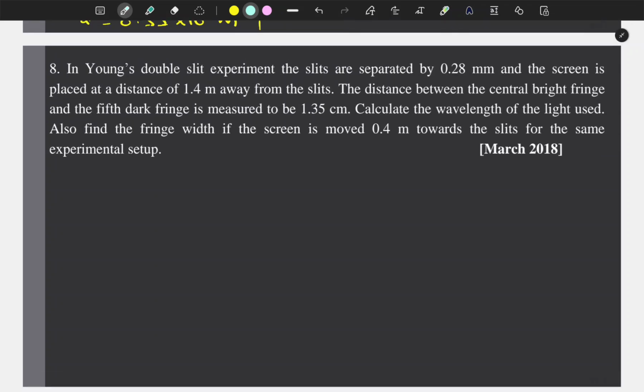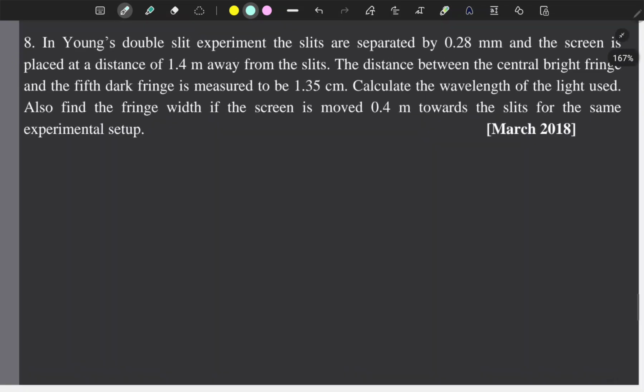This is the 8th question, in which we have Young's double slit experiment. The slits are separated by 0.28 millimeter and the screen is placed at a distance 1.4 meter away from the slits. The distance between the central bright fringe and the fifth dark fringe is measured to be 1.35 centimeter. Calculate the wavelength of light used. Also find the fringe width if the screen is moved 0.4 meter towards the slits from the same experimental setup.